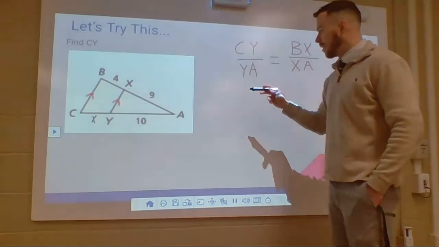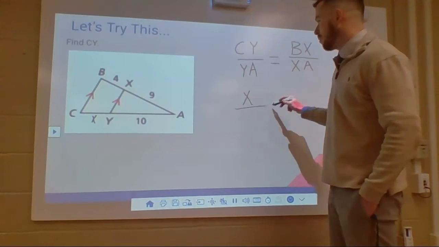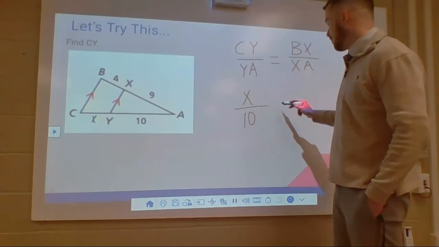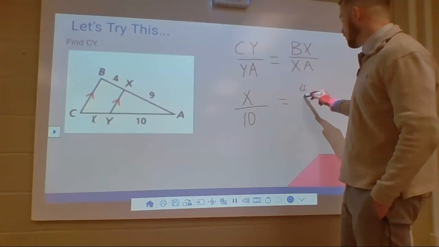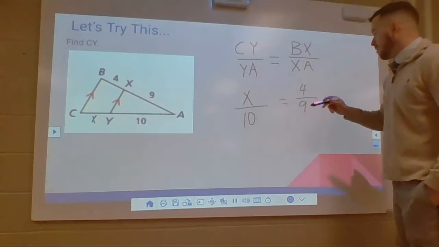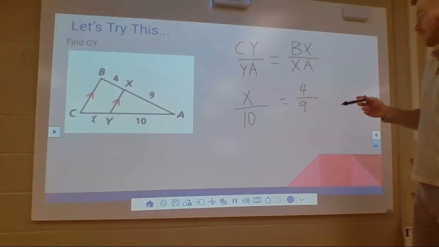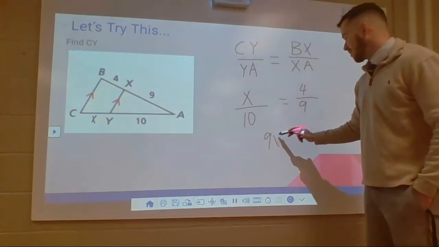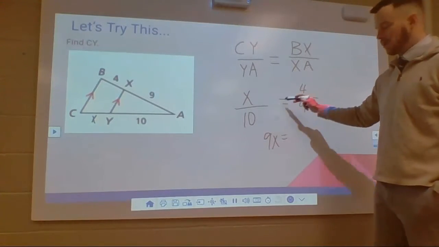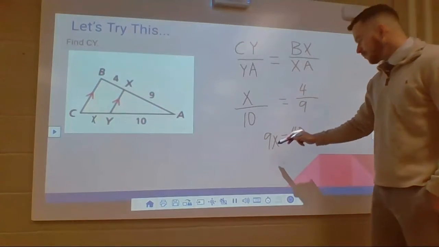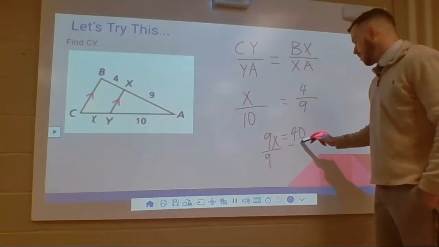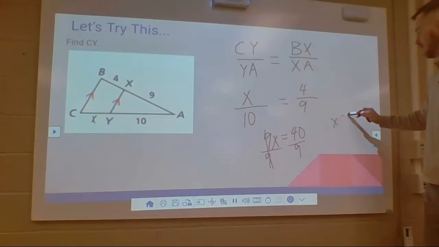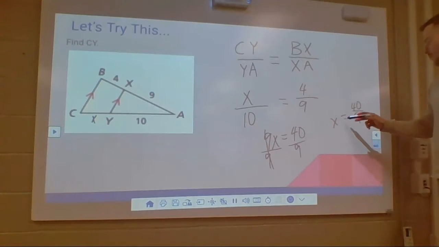We said that the length of CY equals X, so I'm going to say X over YA, which is 10, equals BX is 4, and XA is 9. So at this point we're just going to cross multiply and solve our proportion. So X times 9 is going to give us 9X, and then 10 times 4 is going to give us 40. We'll isolate X by dividing by 9, and then we get X equals 40 over 9. And you can leave that answer just like that, 40 over 9, that is fine.